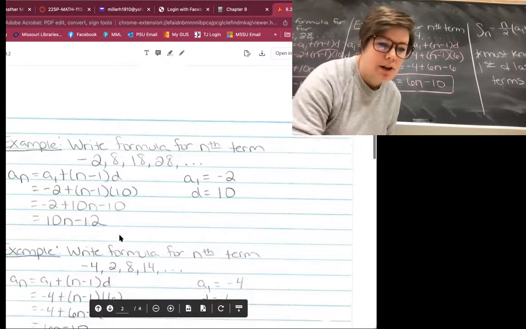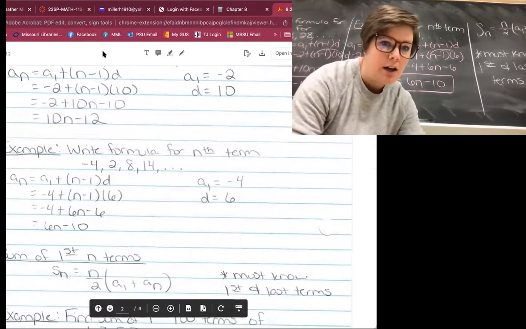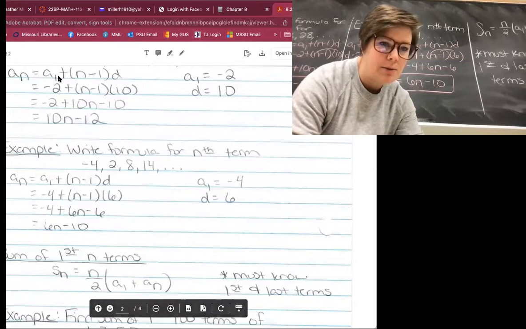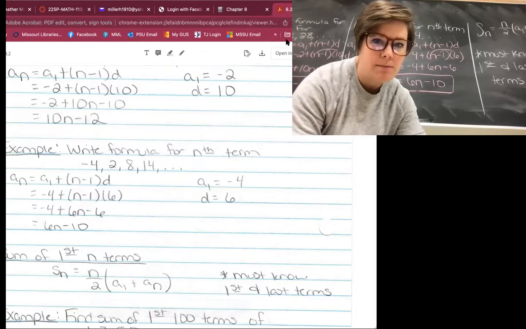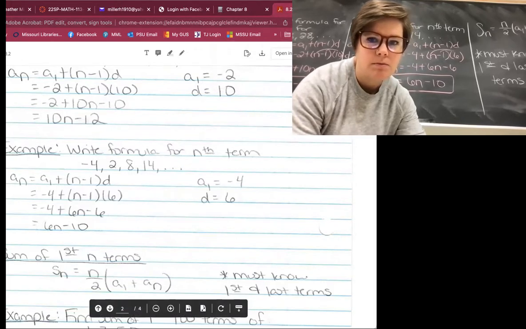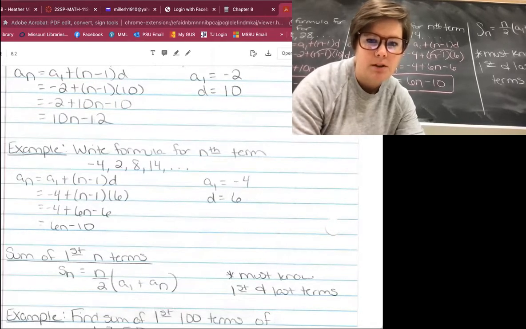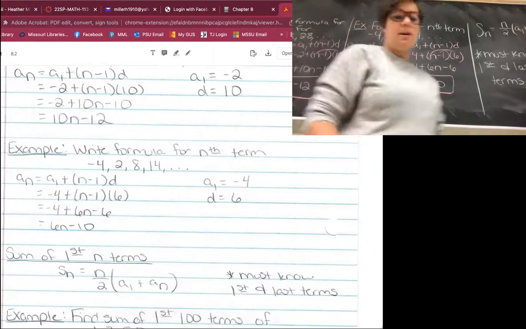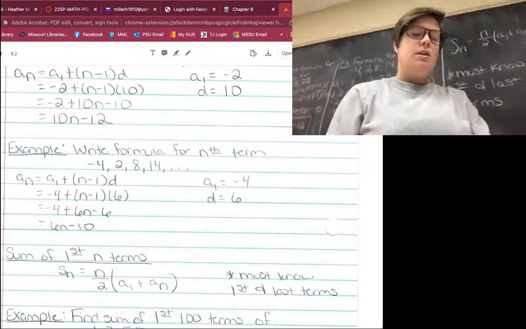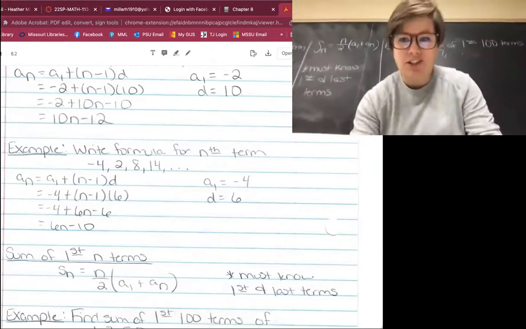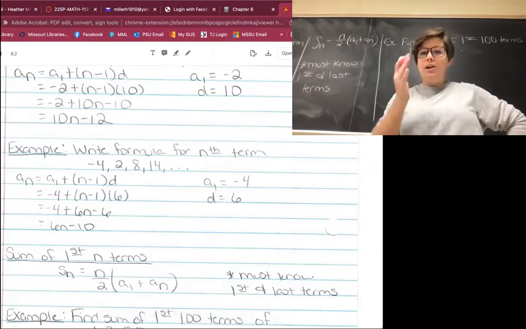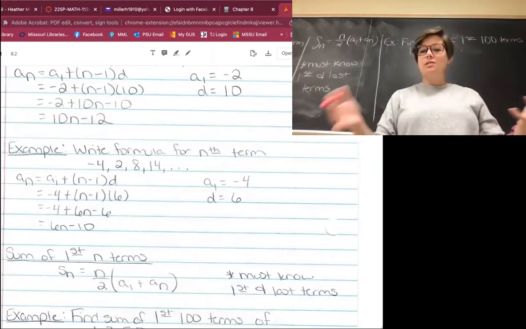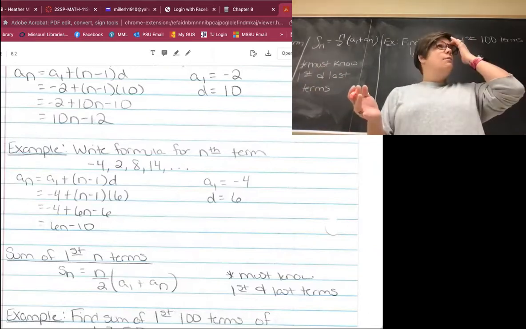Okay, so now we're going to talk about a slightly different topic that is very similar to what we talked about in 8.1. We're going to talk about the sum of an arithmetic sequence, or the sum of the first n terms. So in 8.1, we learned summation. That's with the funky looking E with the sigma. And we learned how to do that, where we take all the terms and we add them all together, and it tells us the sum of the first so many terms, which was great.